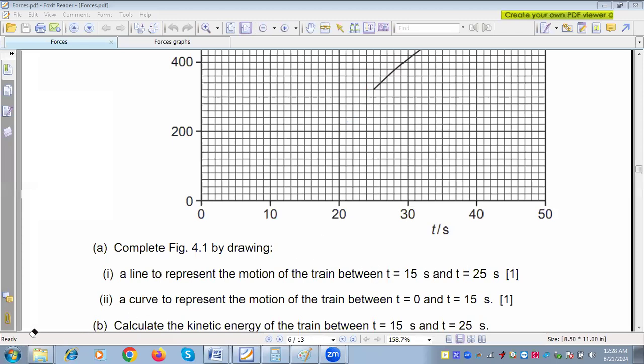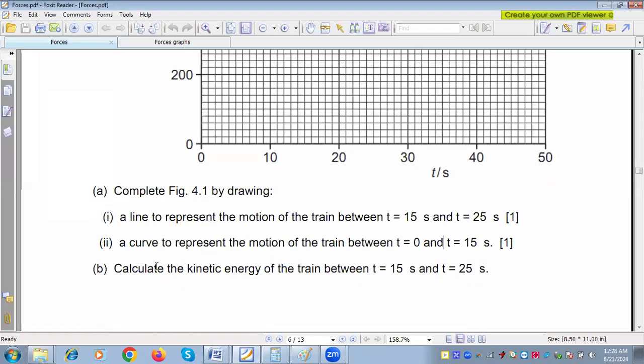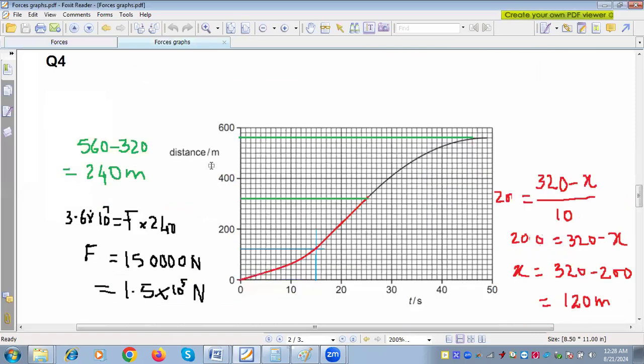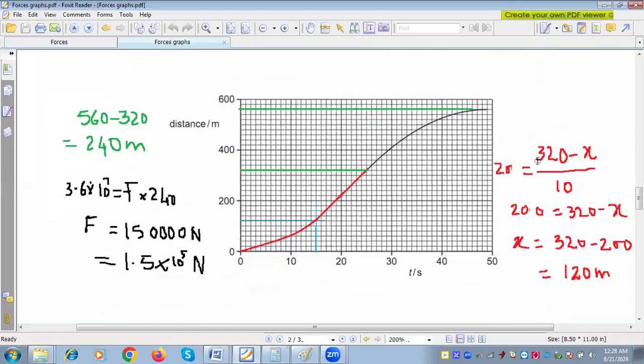And a curve to represent the motion of the train between t equals to 0. This was accelerating up to t equals to 15 seconds. And calculate the kinetic energy. That is another part. Let us see the graph of this. Question number 4. See here, I have calculated the distance which will be covered when the time is 15.